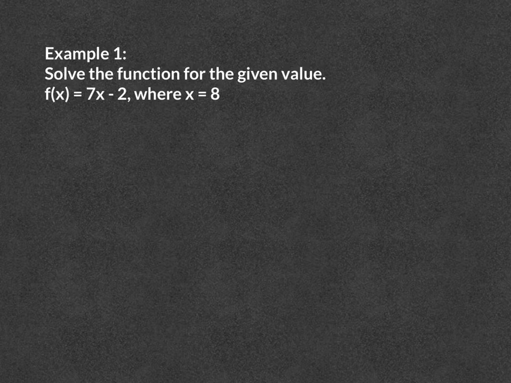Example number 1. Solve the function for the given value. F of x equals 7x minus 2, where x equals 8. Instead of writing f of x, I want to know what f is at a specific value. I'm going to plug in the value of x into the function. So I'm going to write f of 8 equals. Wherever I see an x, I'm going to input an 8 instead. So I'm going to write 7 times 8 minus 2.